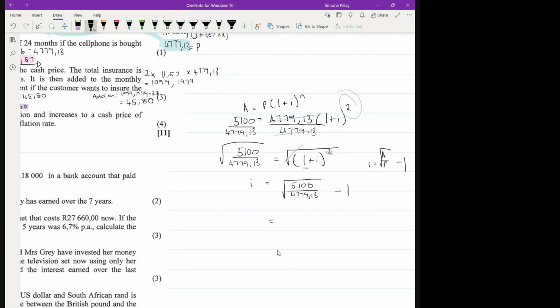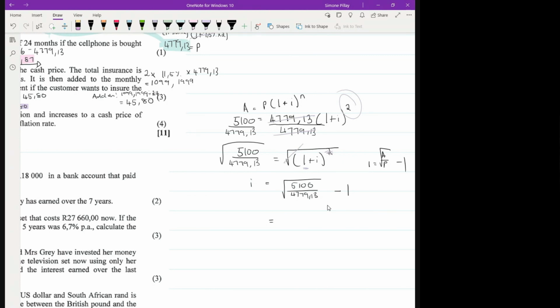And remember, we spoke about this before. It's super, super important for you guys to make sure that your minus 1 is outside your root. You do not want to have your minus 1 inside your root. So when you've finished typing in your fraction, you're going to press the button to the right once, twice, and then you are going to say minus 1. And I'm getting the same figure that Molebogeng is getting.